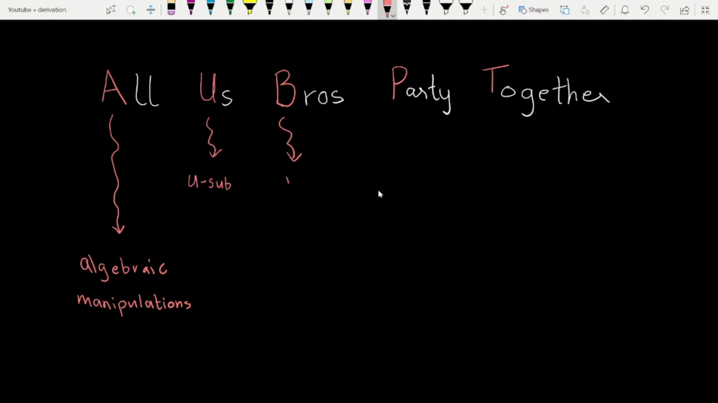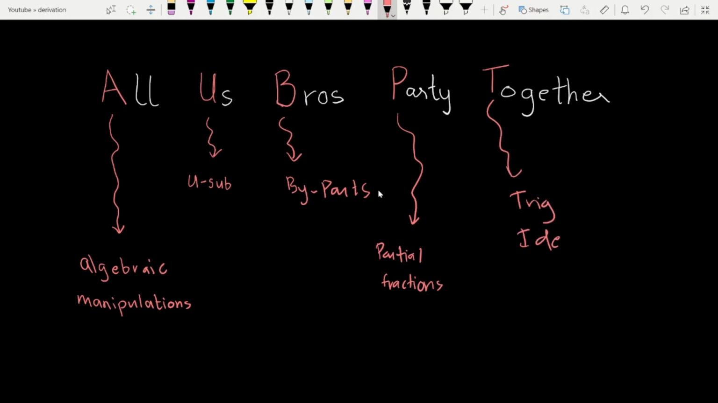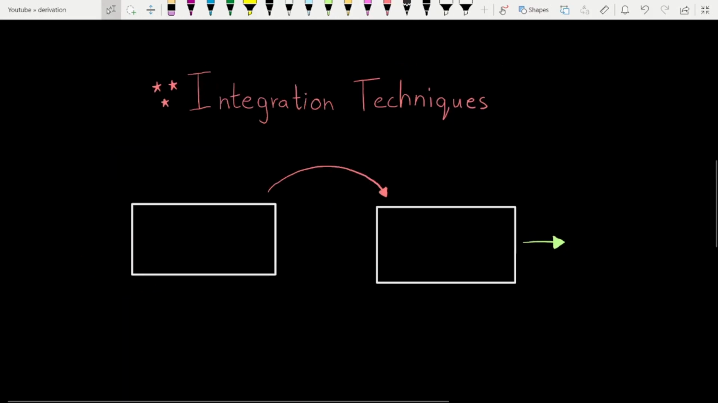With B, you get your biparts. With P, you get partial fractions. And with T, you basically get your trig identities. So these are your trig identities. And we're going to be using these 5 techniques to basically help us solve these high-level complex integrals that we haven't seen before. So how do we actually do that?